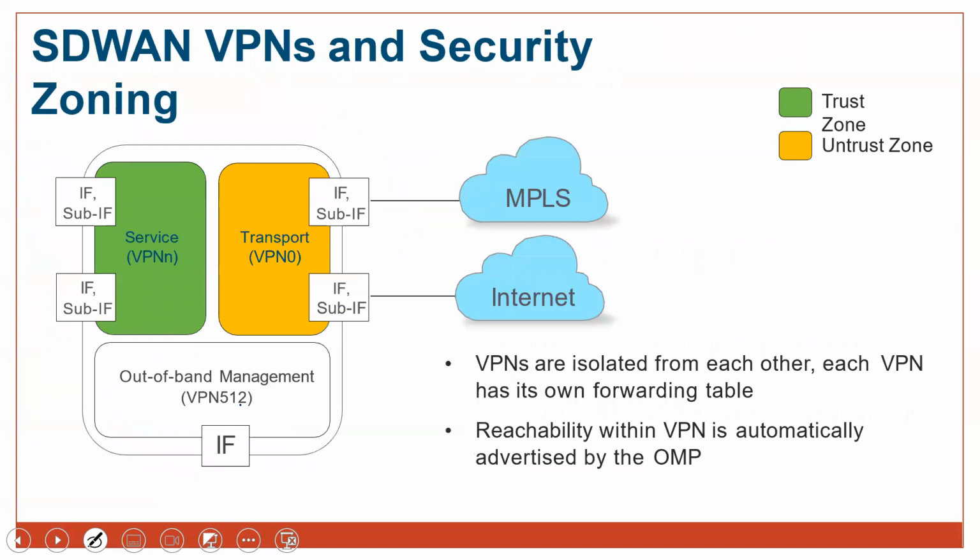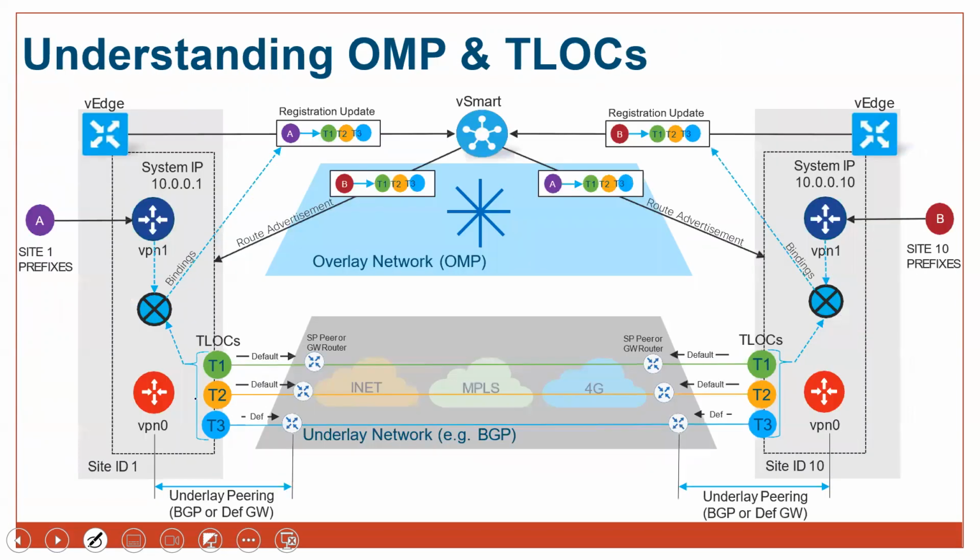Then we know about the VPN and zones. We know that we have VPN 0, and you can see this is the untrusted zone because it is exposed to the public, because this is a public-facing interface. Then you have the service VPNs, then you have the management VPN. So these things we know. Later on in OMP, I'll come back one more time and we'll discuss OMP as well. You can see the underlay where you have the TLOC and the overlay where you have the OMP.